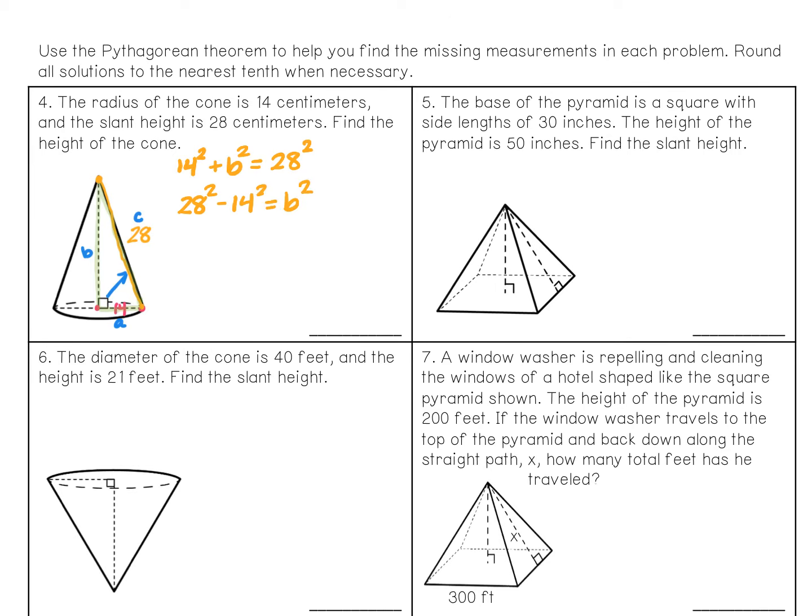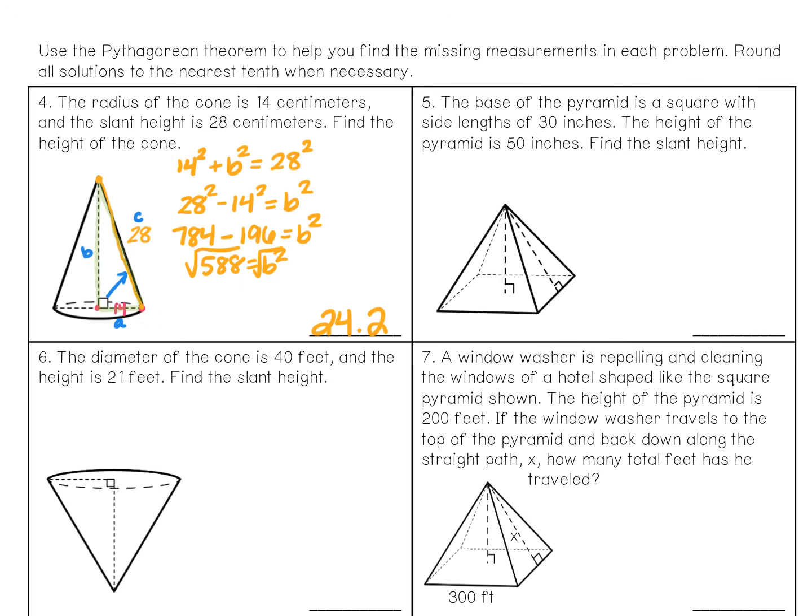We can rearrange it to look like this. Since we're finding a leg, we're going to subtract. So this becomes 784 minus 196, or 588. My last step is to take that square root. And I get approximately 24.2 if I'm rounding to the nearest tenth.